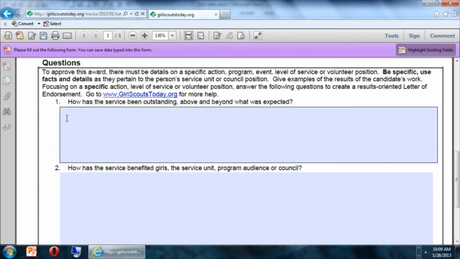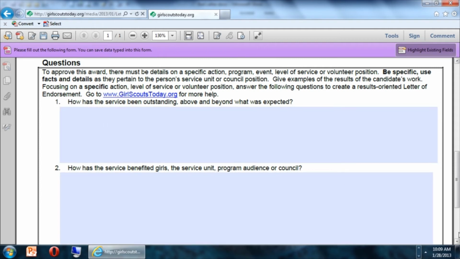Let's go down here to the questions. And you're going to, again, fill out the questions that have been listed there. If you would prefer, you can even write a letter of endorsement on a separate sheet of paper. We're going to show you what that might look like in a second. The questions on the endorsement form are really just a way to try and gather details about the volunteer, but again, be very specific.